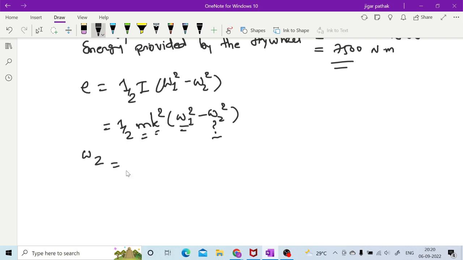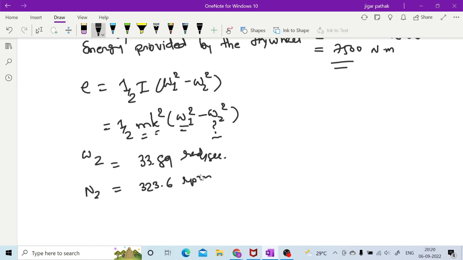So can you calculate and tell me omega 2? 33.9 radian per second, that is 323.7. Yes, 33.89 around this radian per second. That is omega 2. So from omega 2 you can have n2, right? n2 is around 323.6 rpm, correct?